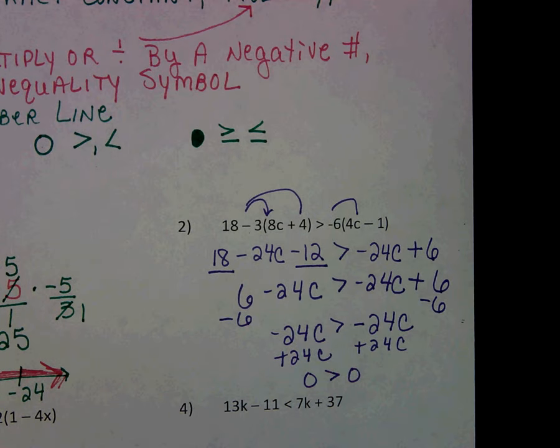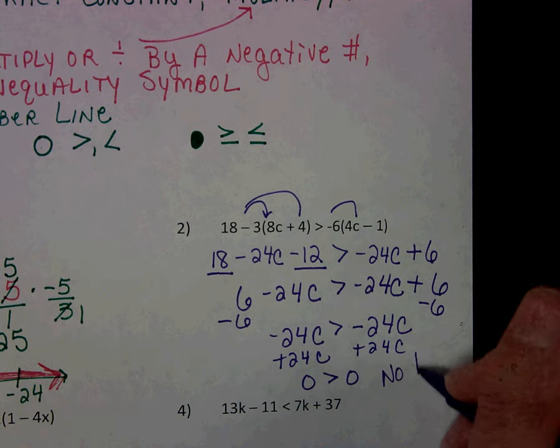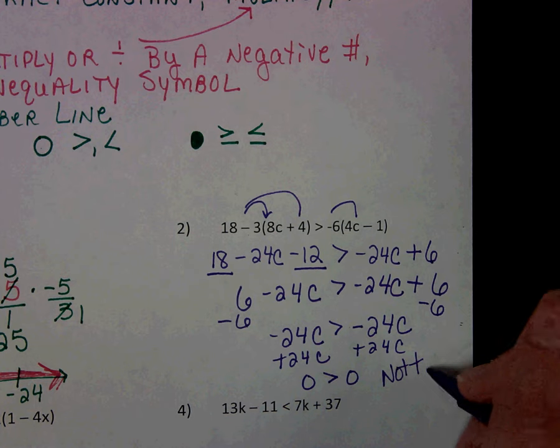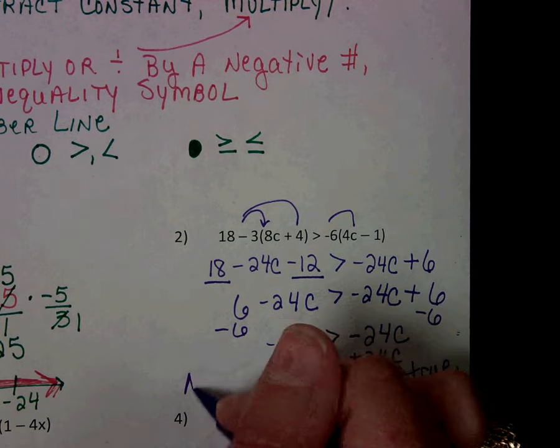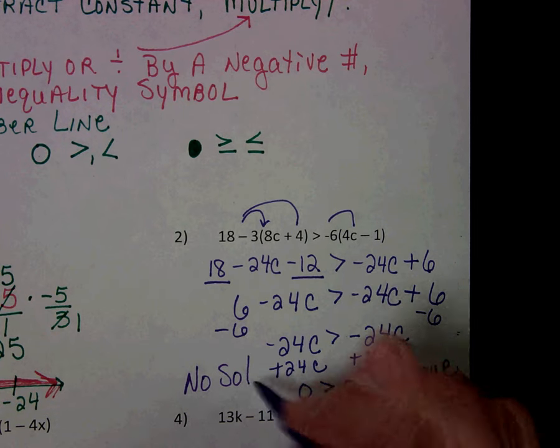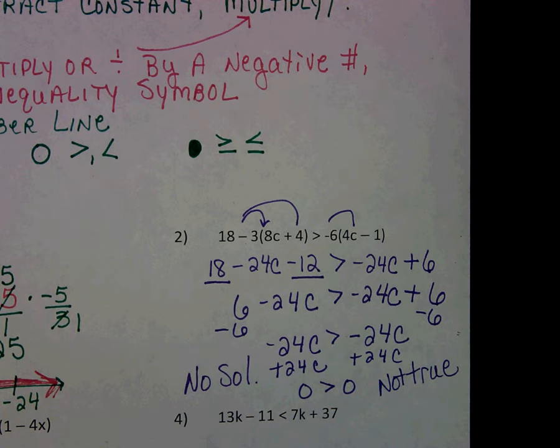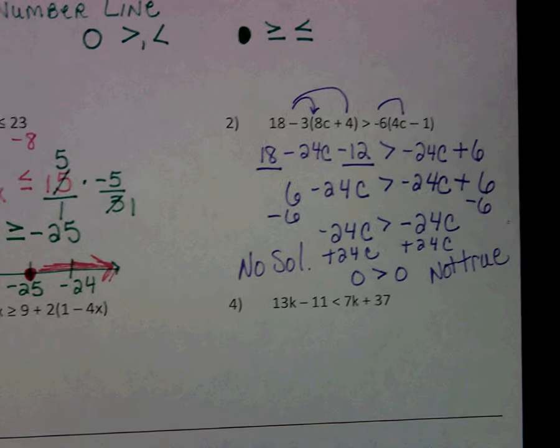That's kind of weird, isn't it? Is that true? Is 0 greater than 0? No, this is not true. And so if this is not true, if it's not possible, then we would say no solution. If I were going to graph this, it would just be an empty number line because the graph represents our solutions.